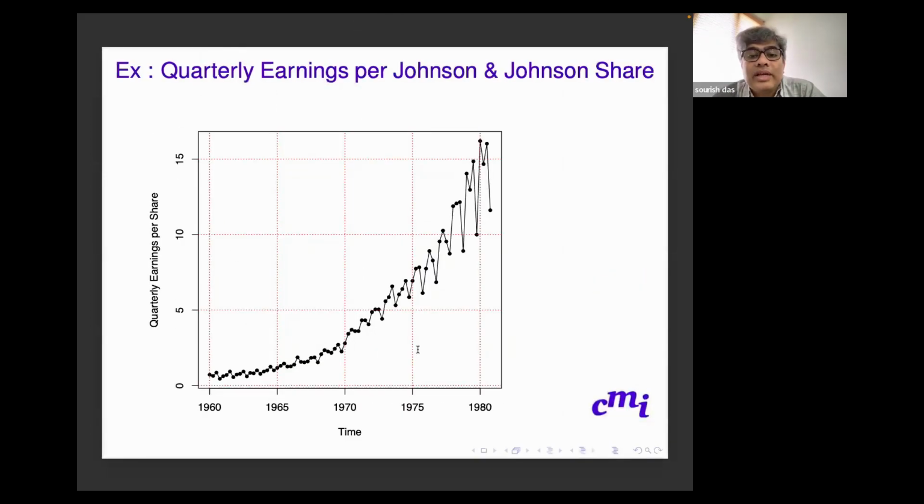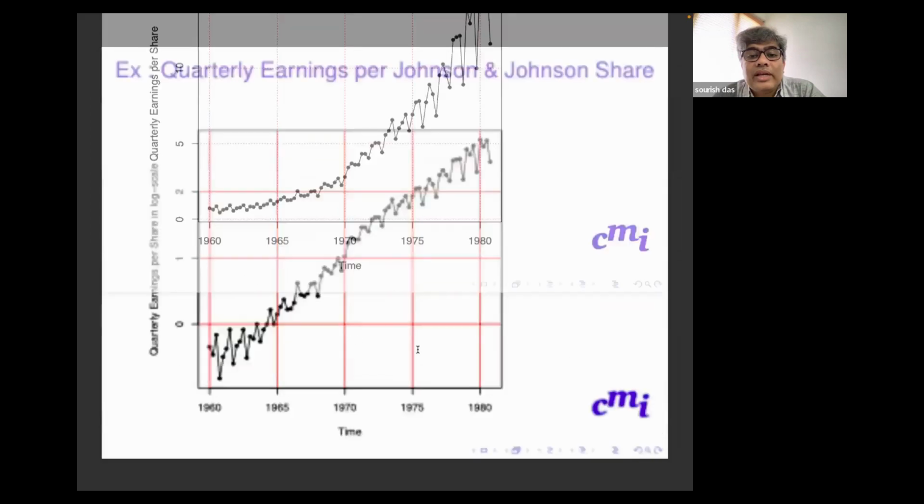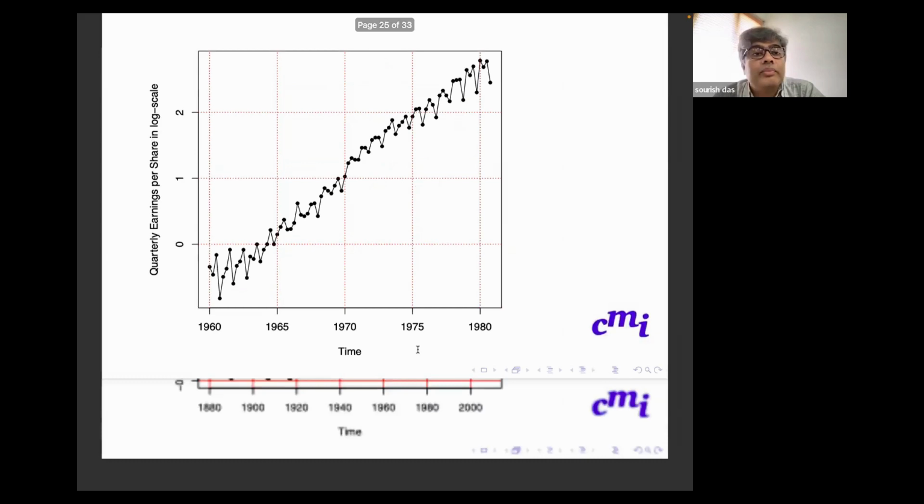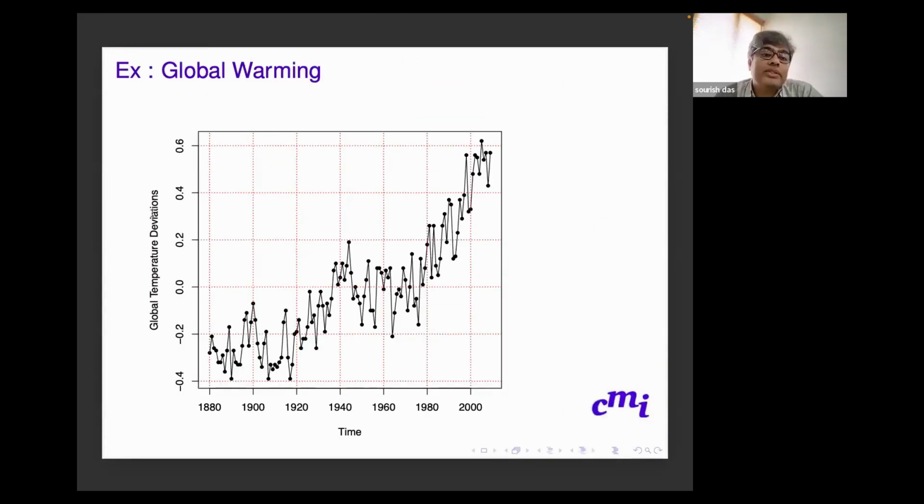This data you have seen already. I want to make it out. This is the global temperature deviations. So these are not the actual temperature. These are the deviations from the temperatures. Okay, and the deviations are constantly increasing. So that shows that your deviations are increasing, not the actual temperature. So obviously, overall temperature is increasing.